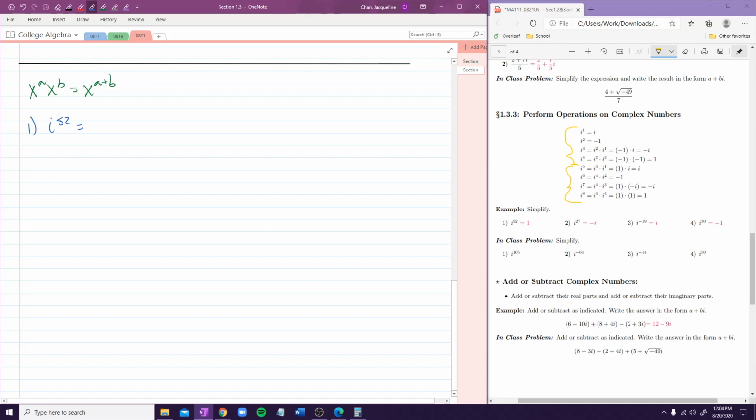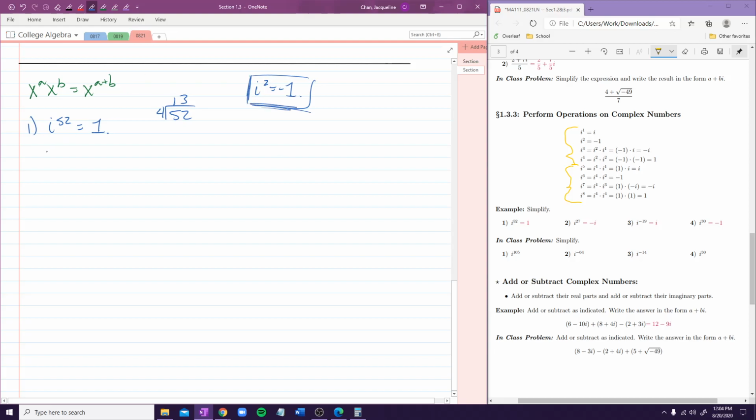i to the 52, so 52, let's look at it. If we divide it by 4, we get 13. Since this is divisible by 4, this is just 1. But let's say you forgot that rule. One thing we'll always know, that should be drilled in your brain, is that i squared is equal to negative 1. Everything else, the i cubed and the i to the fourth, is just extra knowledge, but this should be drilled in your head.